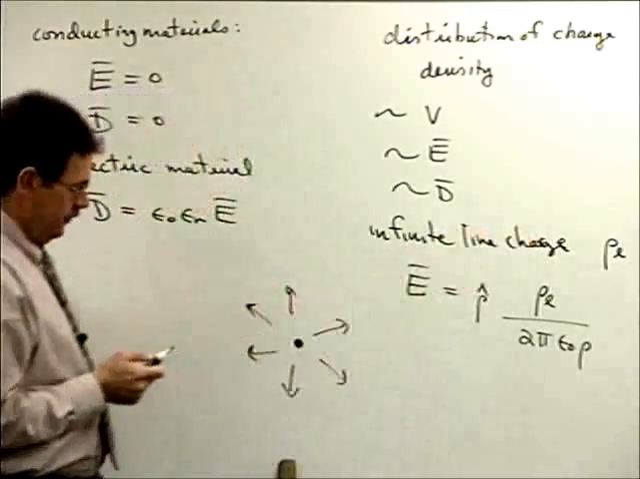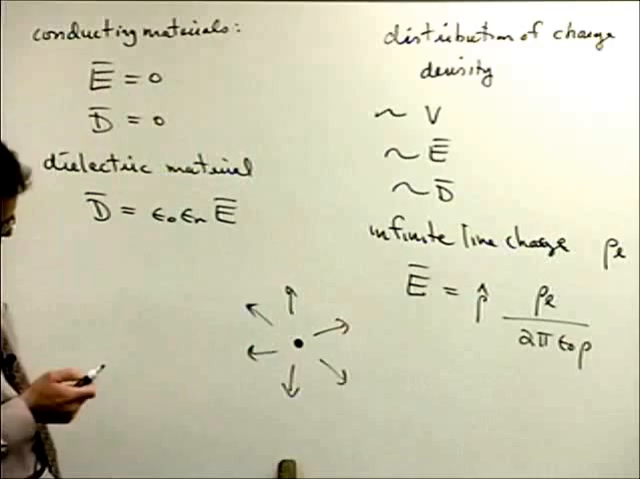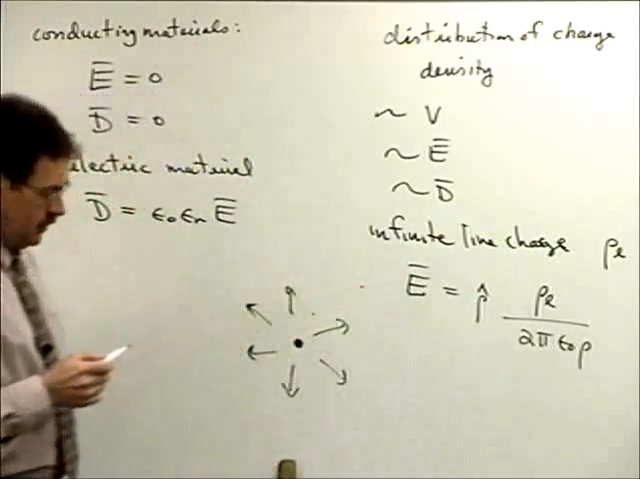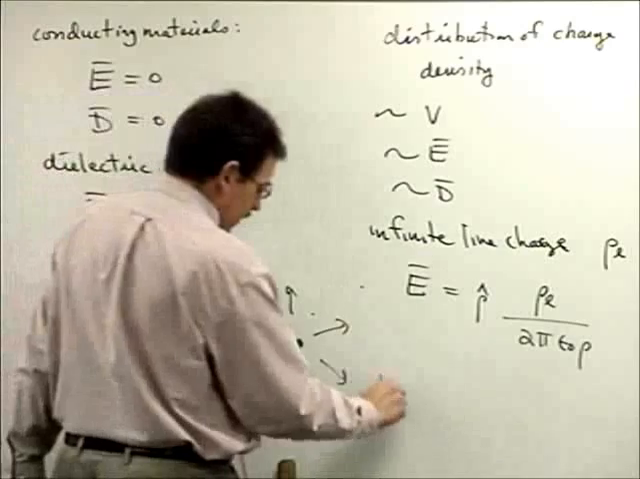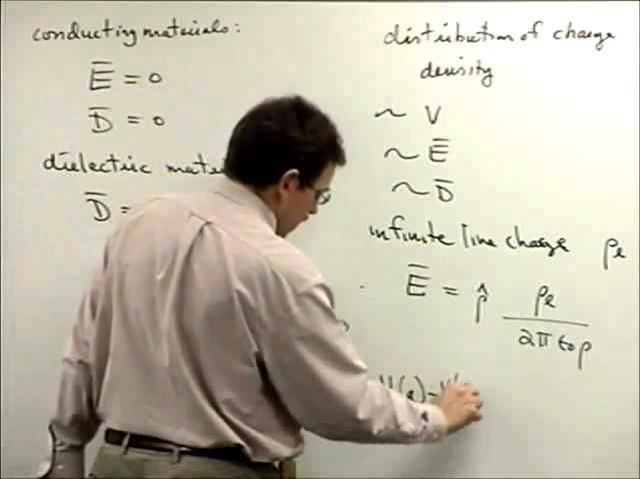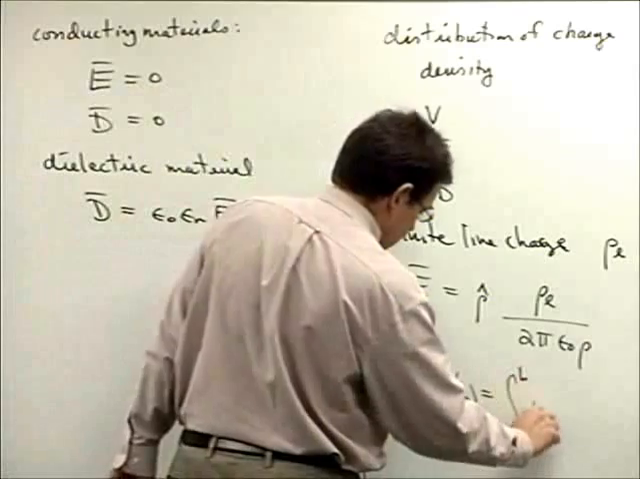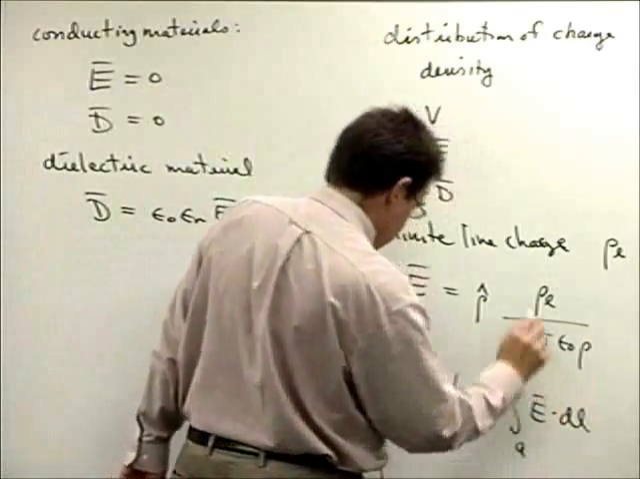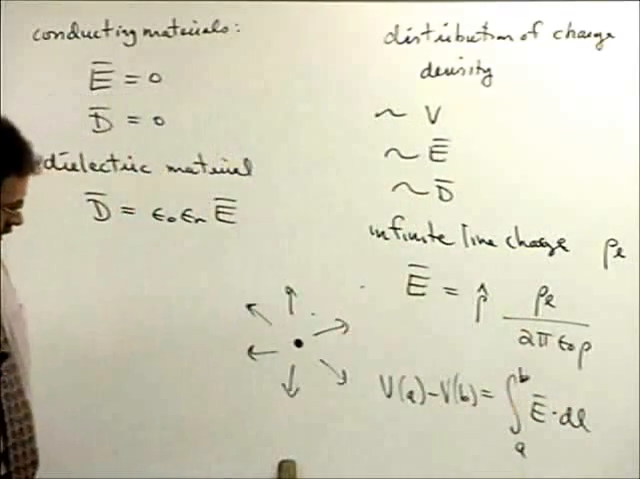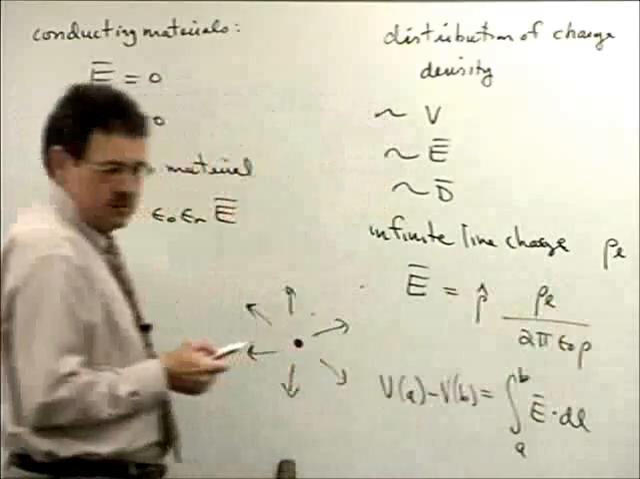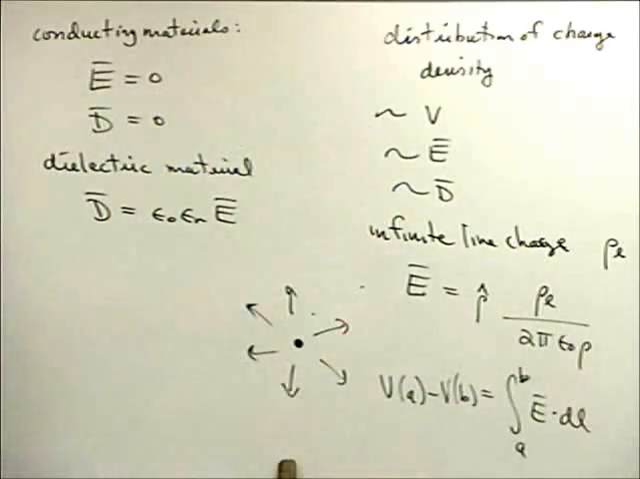If you wanted to calculate the difference in the voltage between 2 points, you'd have VA minus VB being the integral from A to B of E dot dl. And you could do the integration. If we were just integrating in the rho direction, we'd be doing this integral over rho. I may have the sign wrong on that. I haven't reviewed this in a while.